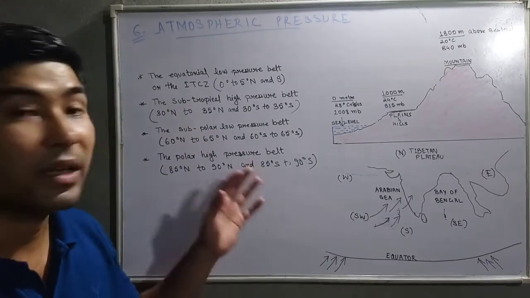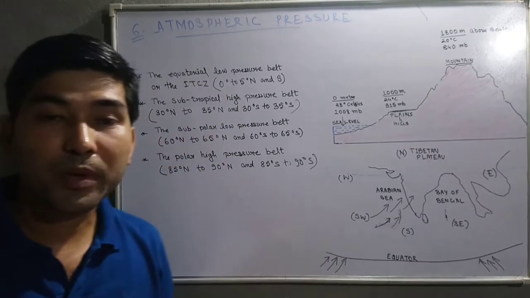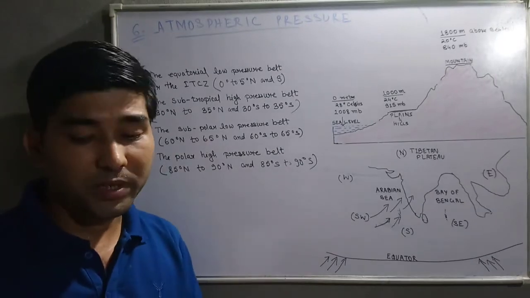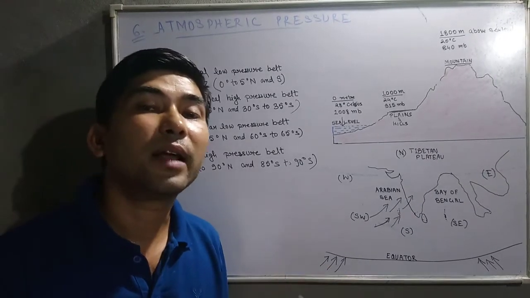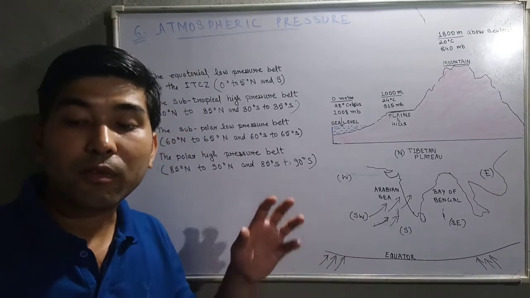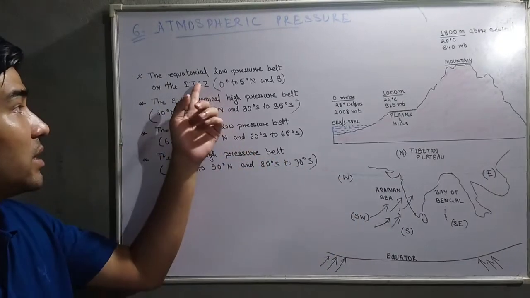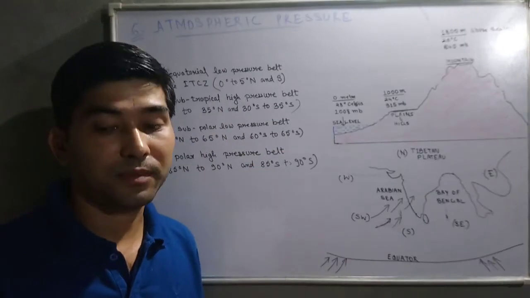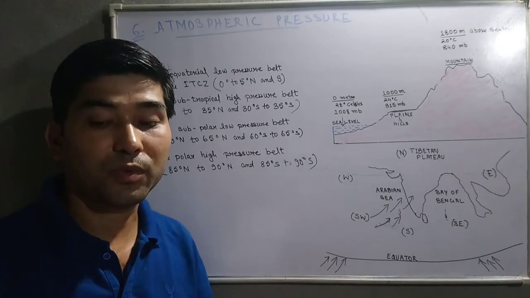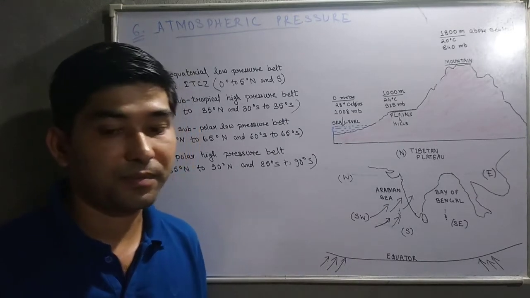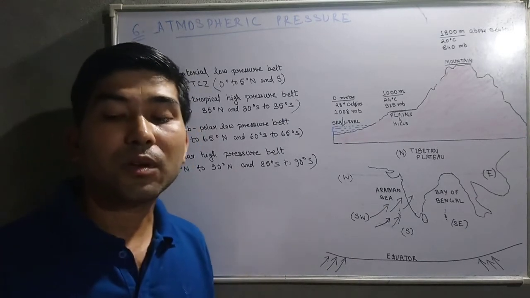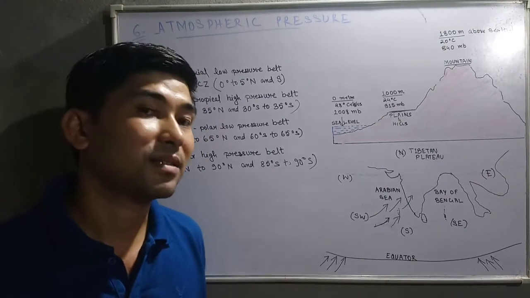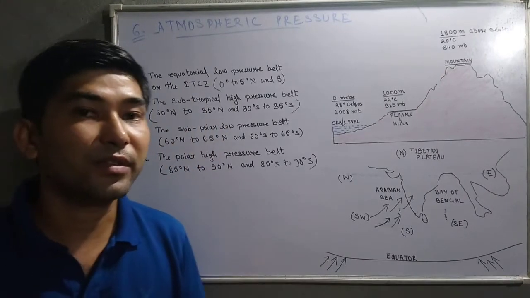Now let's talk about them in brief. The equatorial low pressure belt, as the name suggests, is a low pressure area. The rays of the sun fall vertically on the earth's surface here, so the level of insolation, that is long hours of exposure, is high. This zone is also known as the doldrums. It is also referred to as the ITCZ, which means intertropical convergence zone.